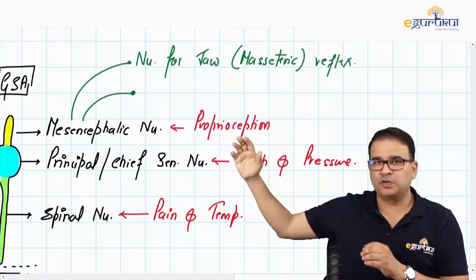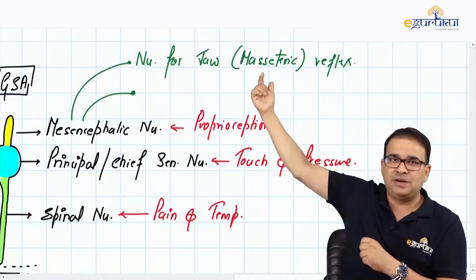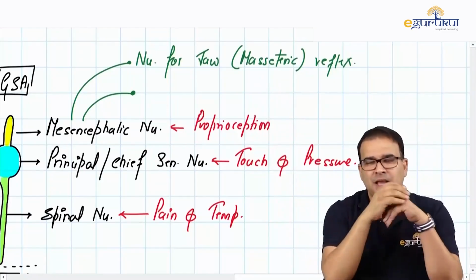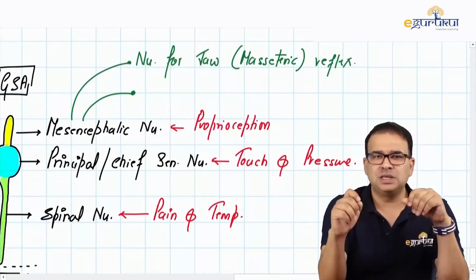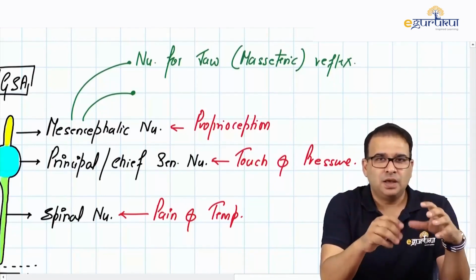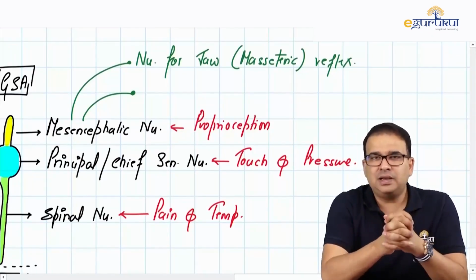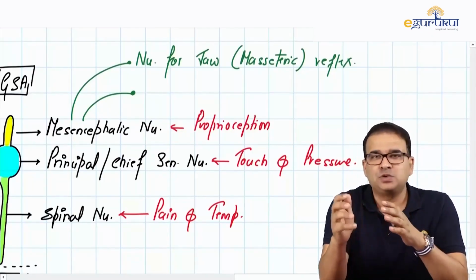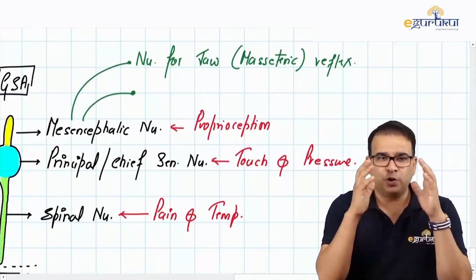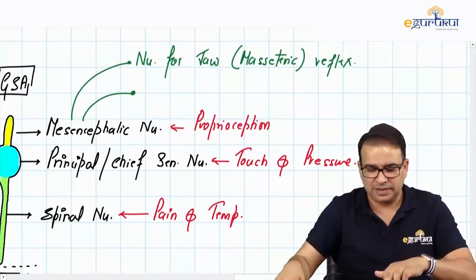You know it is a nucleus for proprioception. From there you can derive that this is going to be the nucleus for a deep tendon reflex, that is jaw reflex. And then what question was asked? The question was: what is the site in the central nervous system where you find pseudo-unipolar neurons, guys? Now, I want you to first understand the need for pseudo-unipolar neuron, and then we'll mark the answer here.